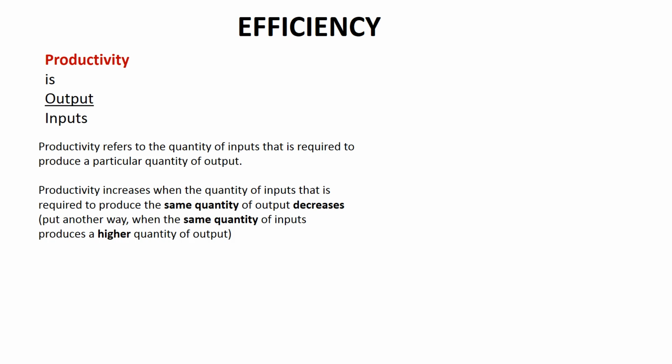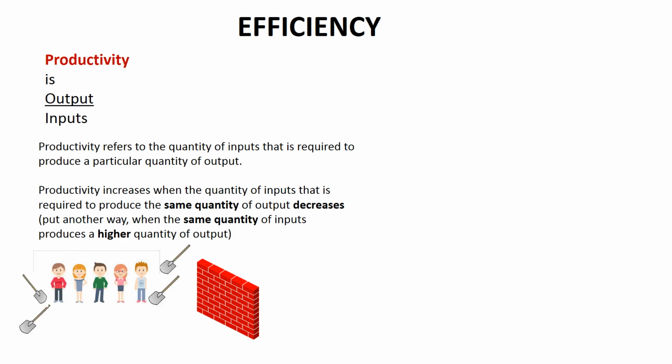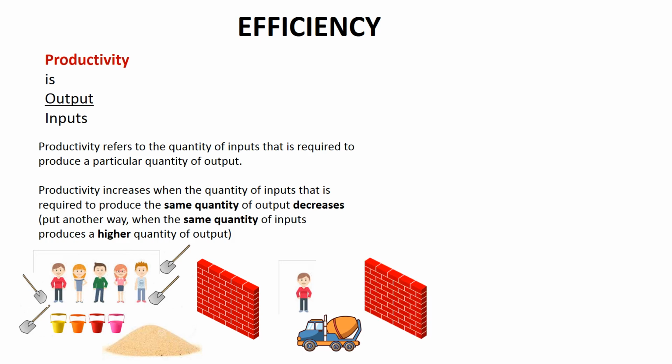To give you an example, let's suppose that we want to build a brick wall. Assuming that the workers don't have any machinery, it might take 5 workers using 4 shovels, 4 buckets, and a pile of sand to build the wall. On the other hand, if we had a cement mixer, it may be that 1 worker is able to build the wall in the same or even a shorter amount of time. This is a more productive way to build the wall because less inputs are required to build the same wall where we use a cement mixer. In particular, now we only need 1 worker instead of 5 workers.